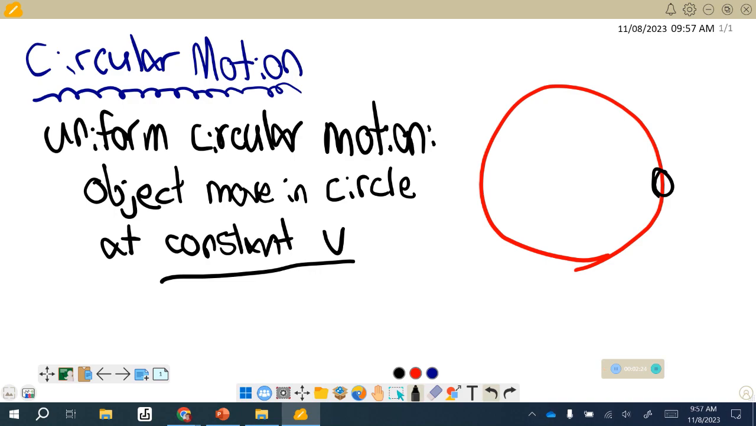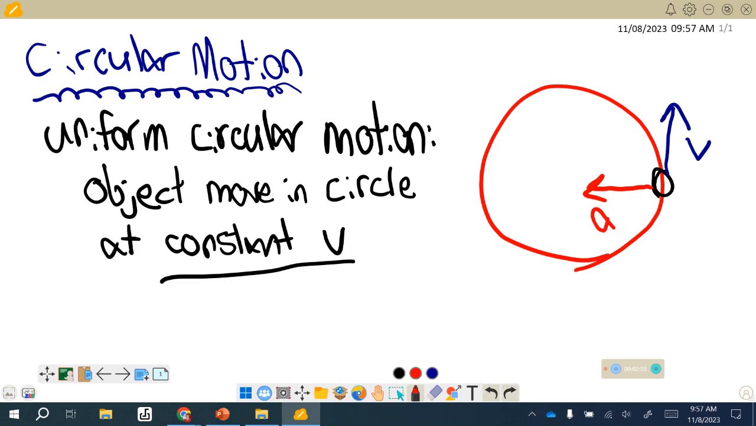Okay? So when we're looking at an object moving in circular motion, like this one over here, our velocity vector, that constant velocity that we see in that uniform motion, is always going to point tangent to the circle. This is our velocity vector right there. It's always going to point tangent to the circle. Meanwhile, the acceleration that the object is experiencing is always going to point into the circle.